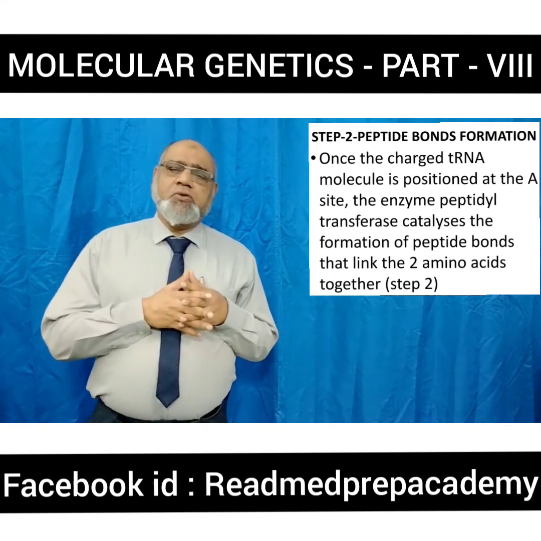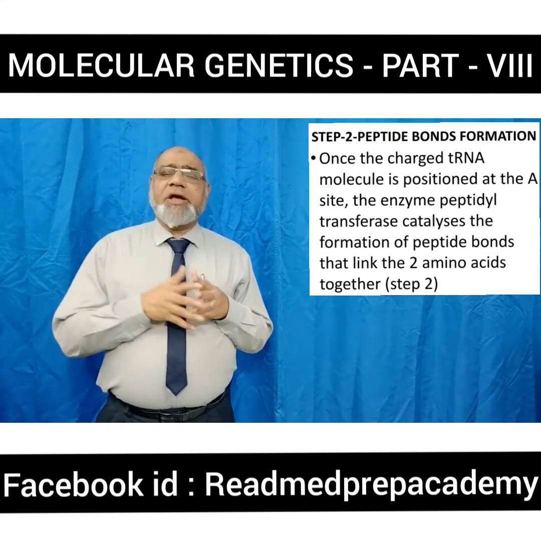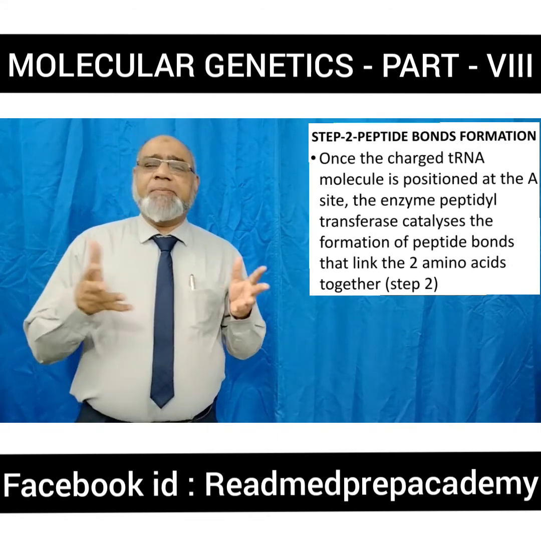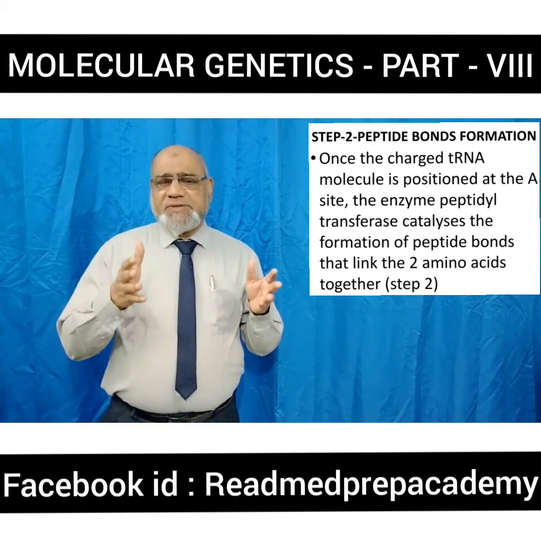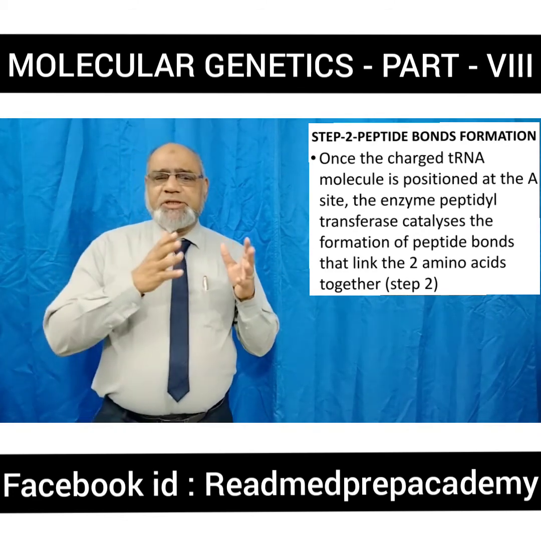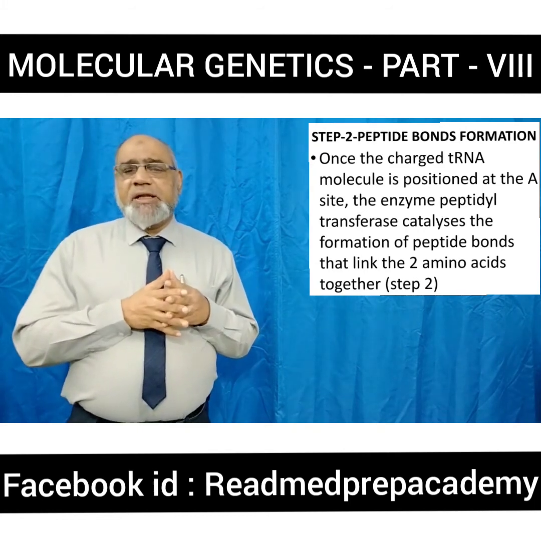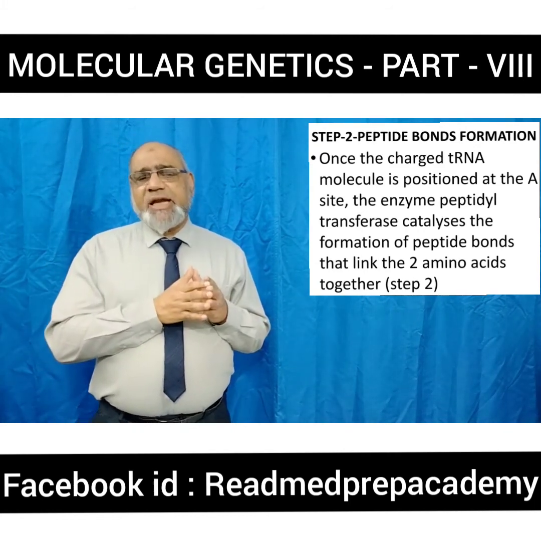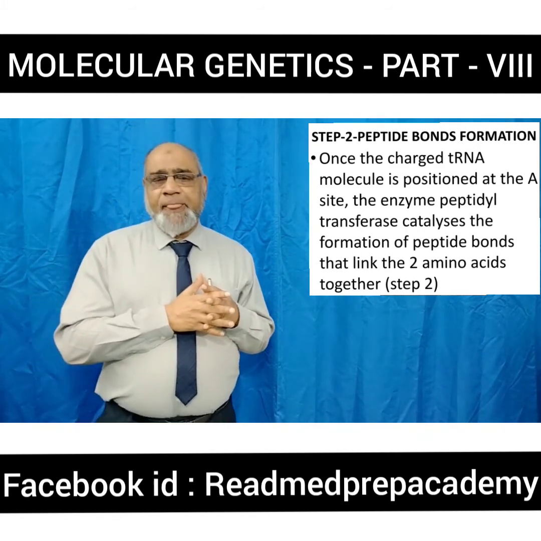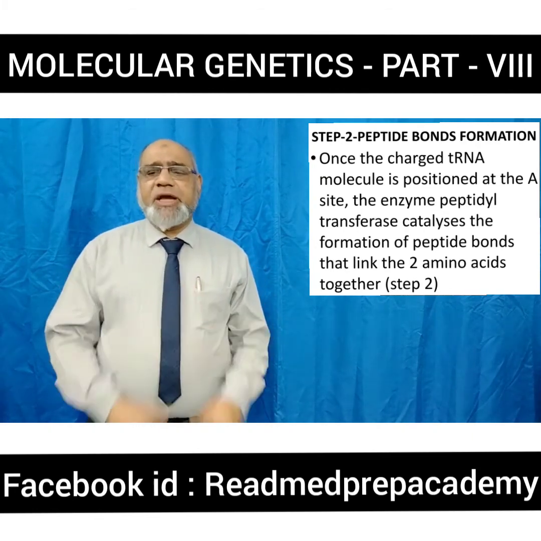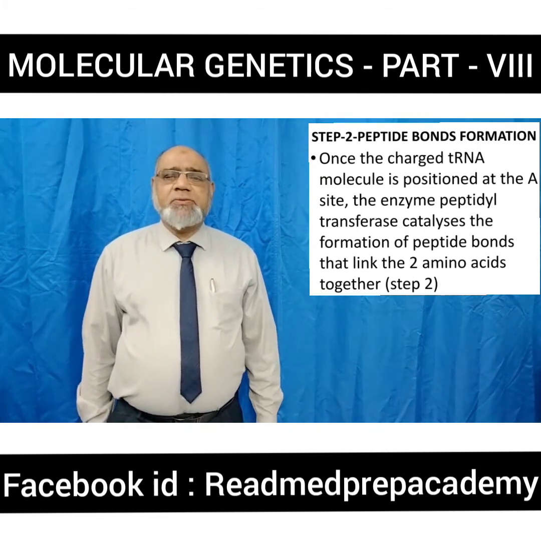What is the step 2 in the elongation process? The peptide bond formation. Once the charged transfer RNA molecule is positioned at the A site, the enzyme peptidyl transferase catalyzes the formation of peptide bonds that link the 2 amino acids together. This is called step 2.